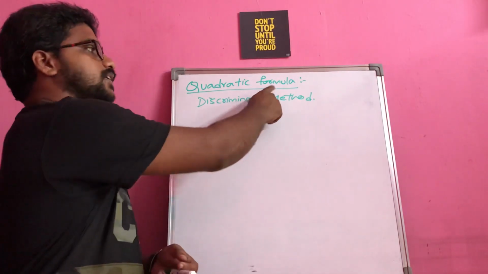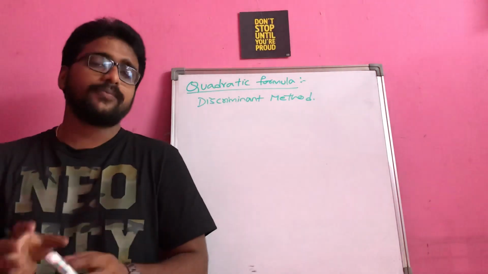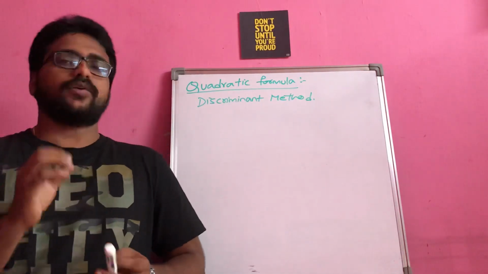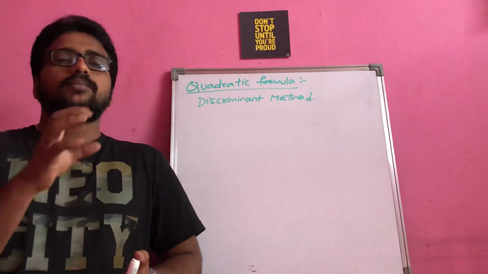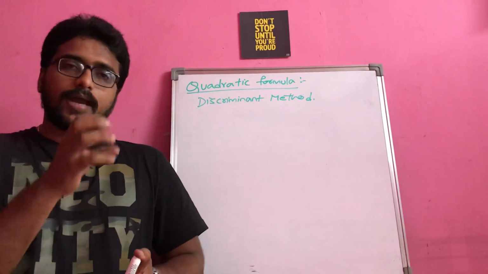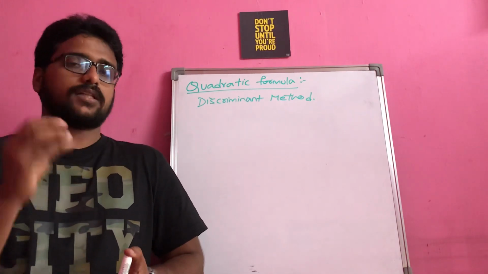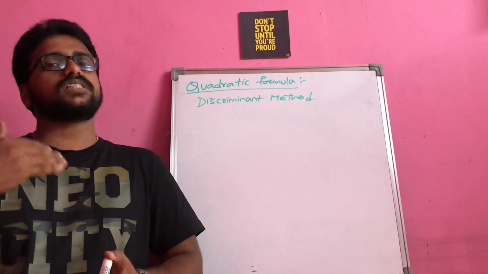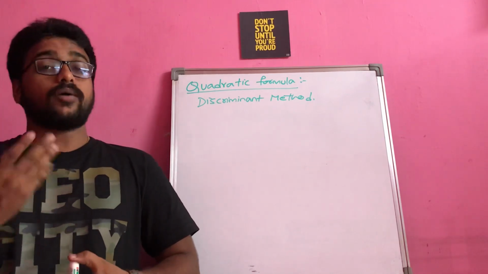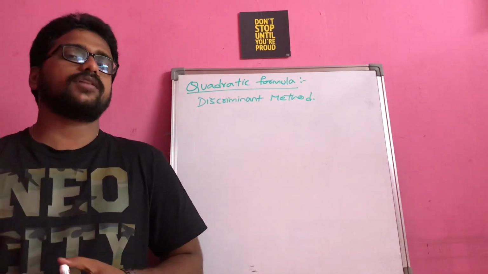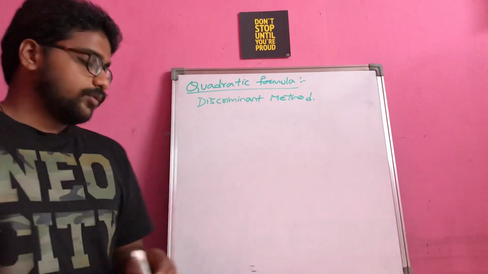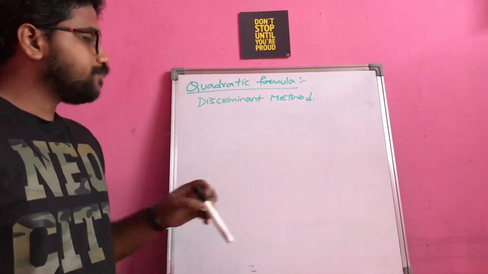As the name suggests, it's a quadratic formula. It depends on the coefficients that we have. We just identify the coefficients and the constants in the question, and substitute them directly in the formula. That itself will give you the answer. Now let us see the step-by-step method.